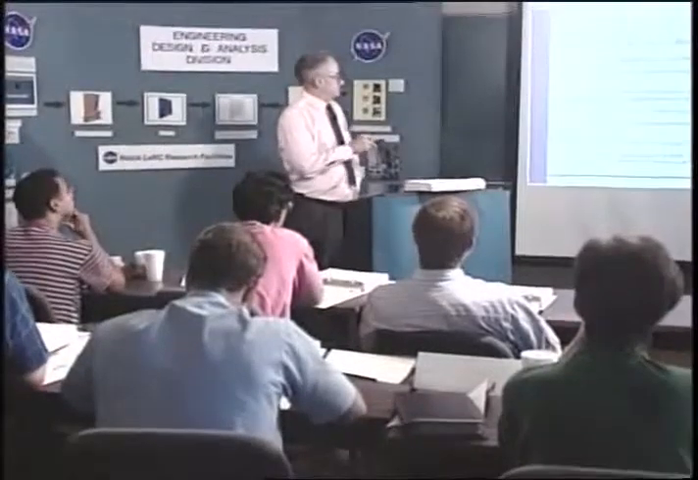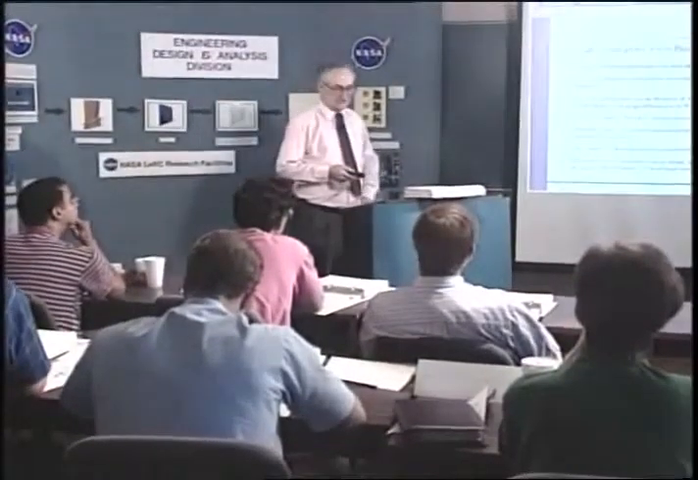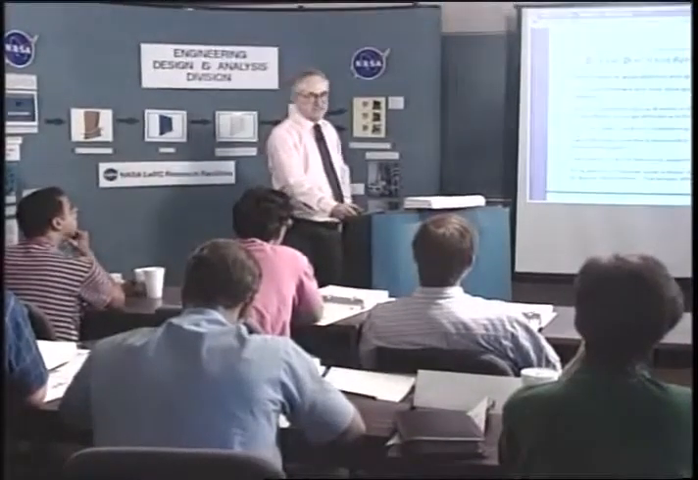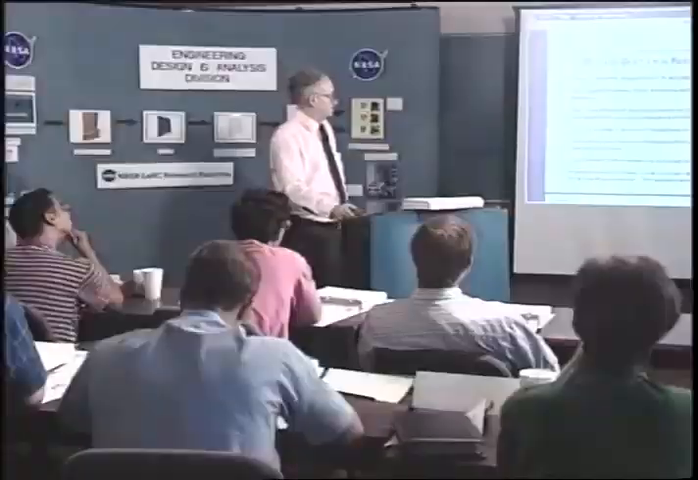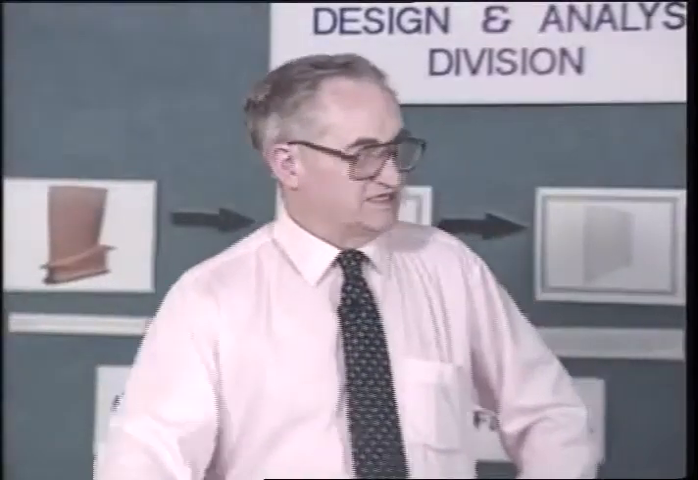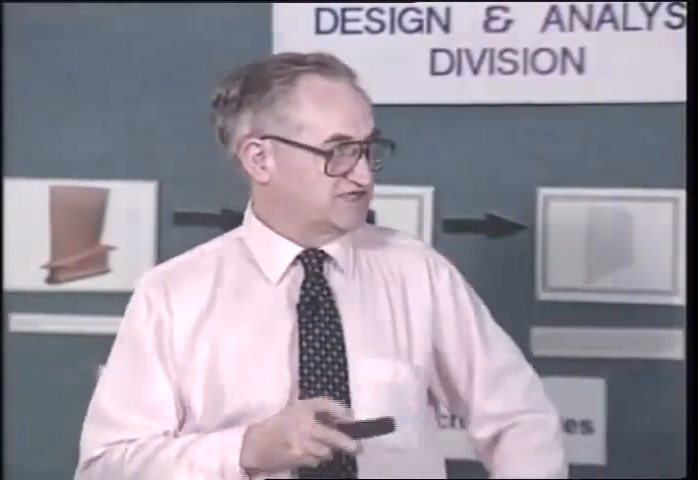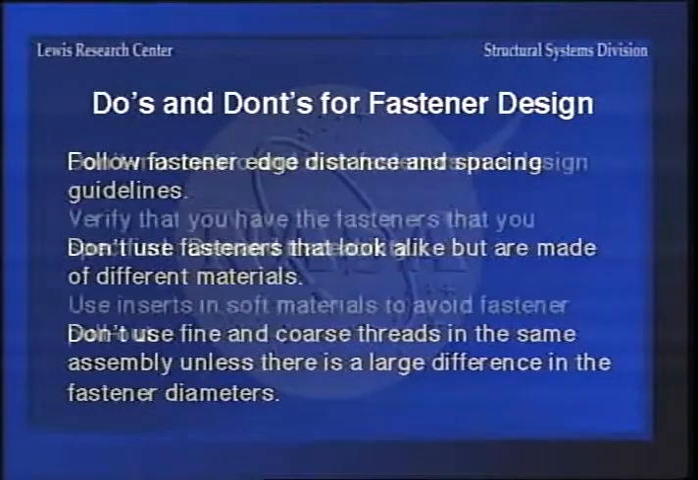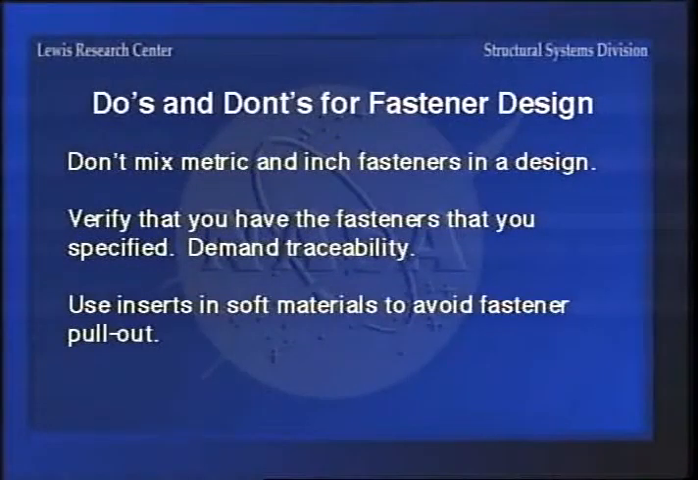Now, don't use fasteners that look alike but are made of different materials. Don't use 300 stainless and A286 stainless, the same size, same head and everything, so that you can't tell the difference between them. And don't use fine and coarse threads in the same assembly unless there's a big difference in the fastener diameter, so it's not possible to get them in the wrong holes. And here's something that you can get in trouble with, although we did it on fittings on CM1. Don't mix metric and inch fasteners in a design. That'll get you in real trouble.